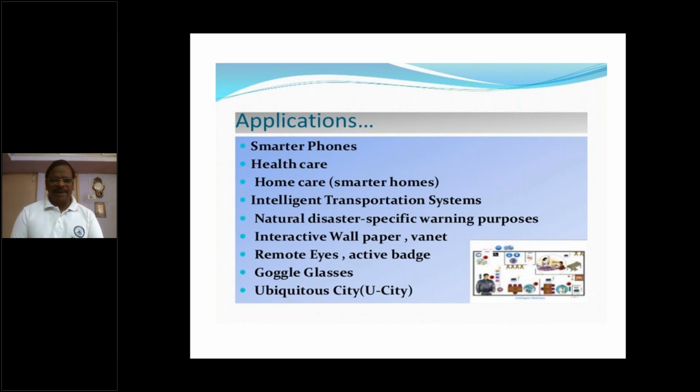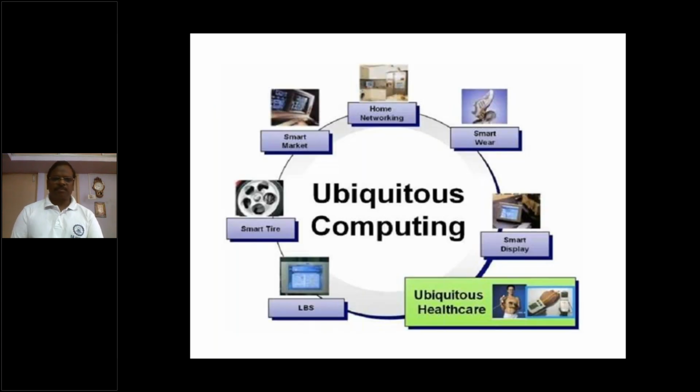Then remote eyes, active badges. Google Glass is 100% carried out by means of this computing. This ubiquitous city, that is the smart city, is 100% created by using this ubiquitous computing. The ubiquitous city, the older version, U-city, is now converted and called a smart city. Okay, everything should be controlled by means of satellite.